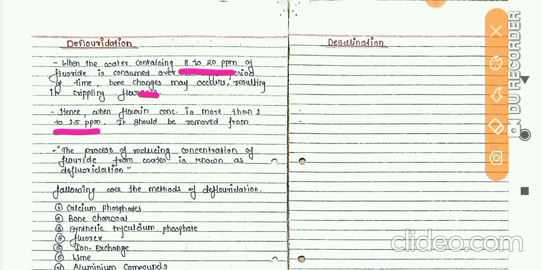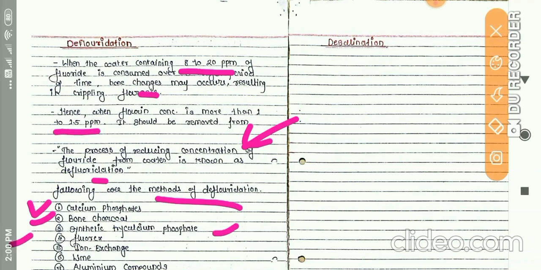So the process of reducing the concentration of fluoride from water is known as defluoridation. The following are the methods for the defluoridation. Here are some methods: calcium phosphate method, bone charcoal method, synthetic tricalcium phosphate method, then fluorex, ion exchange, lime. These are the methods of defluoridation.